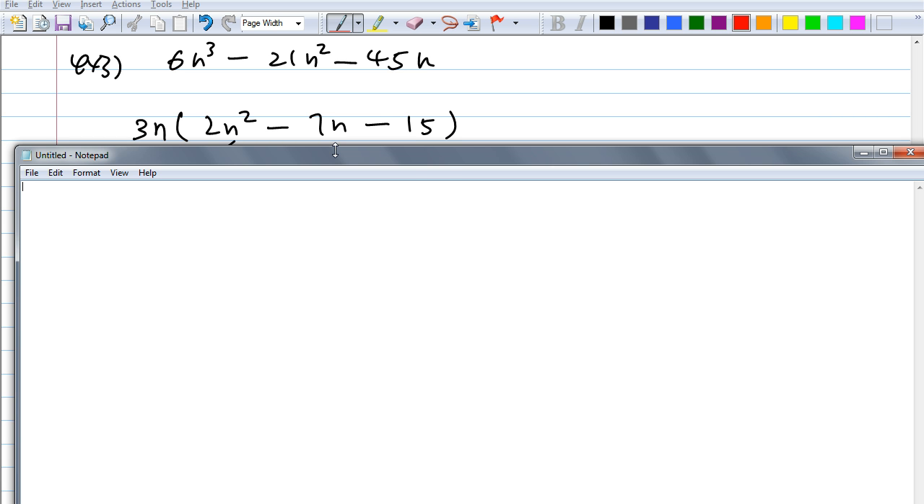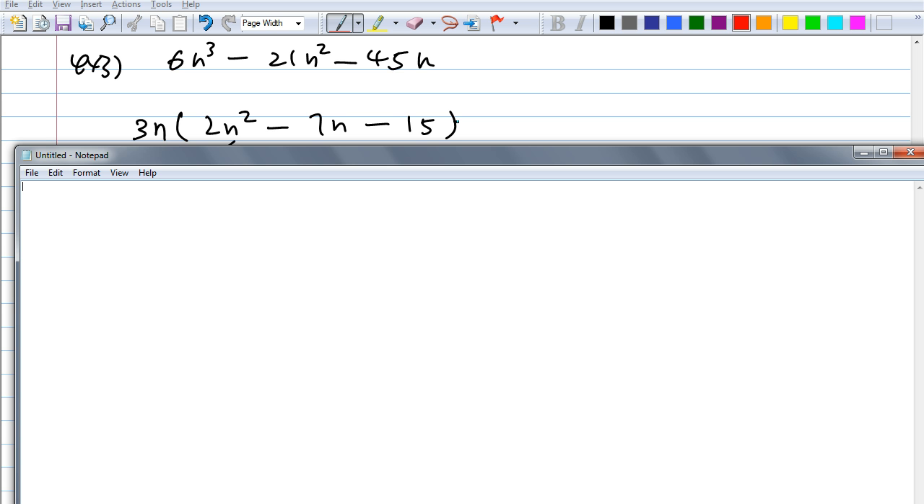And 15, how many ways are there for 15? 1 and 15, 3 and 5. Okay, but one of them has to be what? Negative, because you have negative 15. Which one works? Anybody? At this point, you see how it's fast? In the very beginning of this section, it took a long time, right? Now, I think a lot of you see it a lot faster.